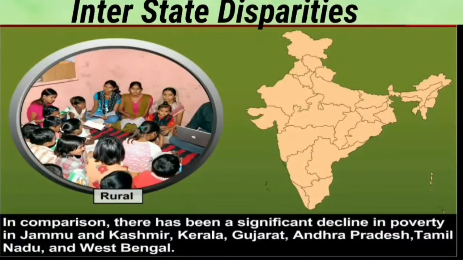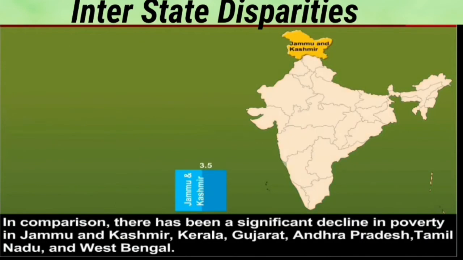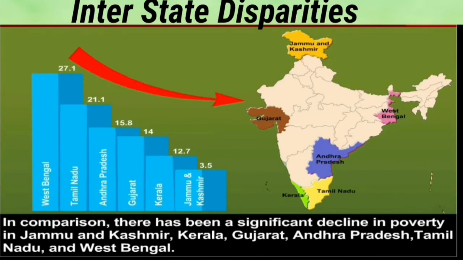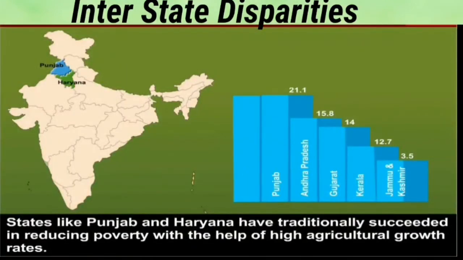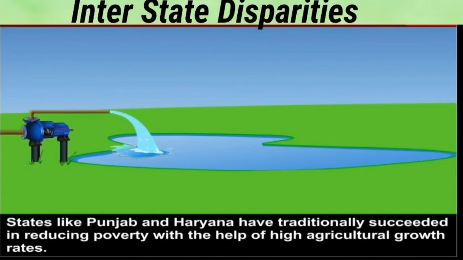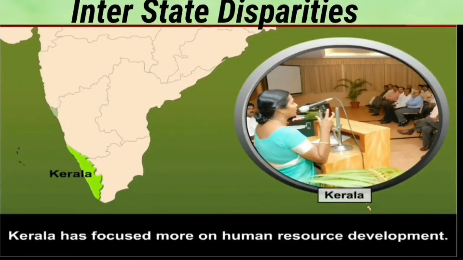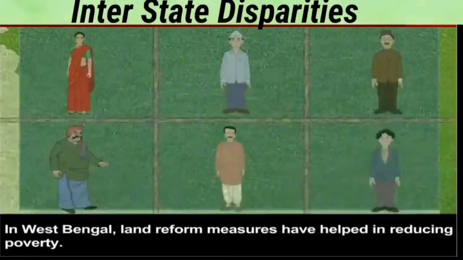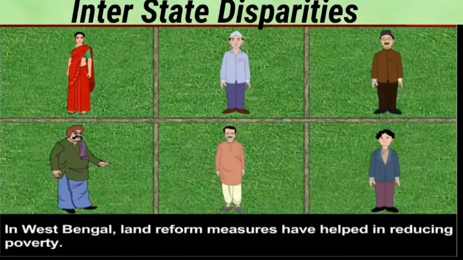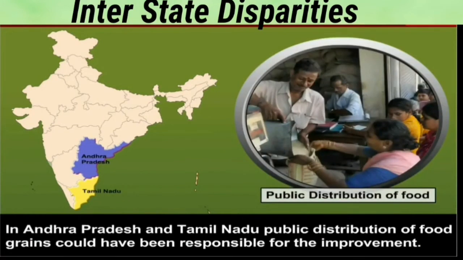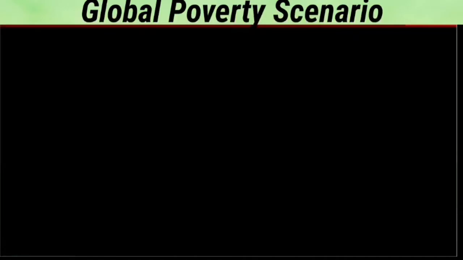In comparison, there has been a significant decline in poverty in Jammu and Kashmir, Kerala, Gujarat, Andhra Pradesh, Tamil Nadu, and West Bengal. States like Punjab and Haryana have traditionally succeeded in reducing poverty with the help of high agricultural growth rates. Kerala has focused more on human resource development. In West Bengal, land reform measures have helped in reducing poverty. In Andhra Pradesh and Tamil Nadu, public distribution of food grains could have been responsible for the improvement.